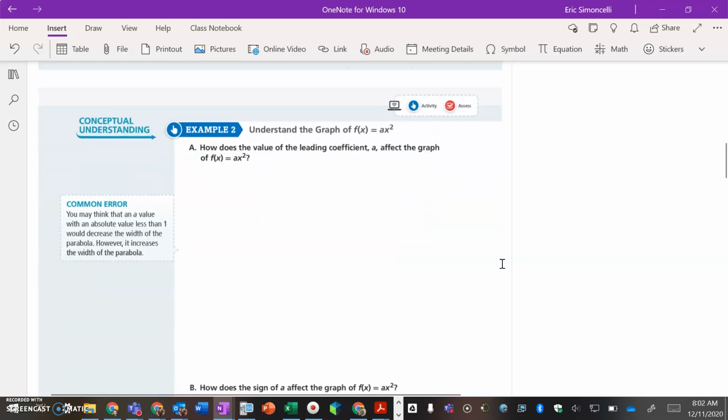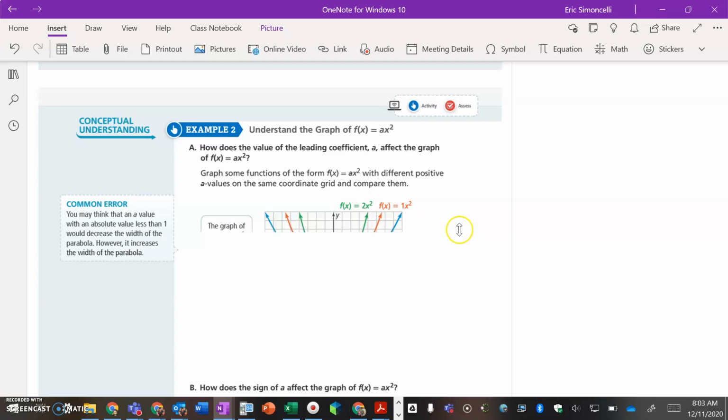How does the value of the leading coefficient a affect the graph of f of x equals ax squared? So what we're going to take a look at here now is the idea that your parent function can be assessed and utilized in context, and here's how. Graph some functions of the form f of x equals ax squared with different positive a values on the same coordinate grid and compare them.